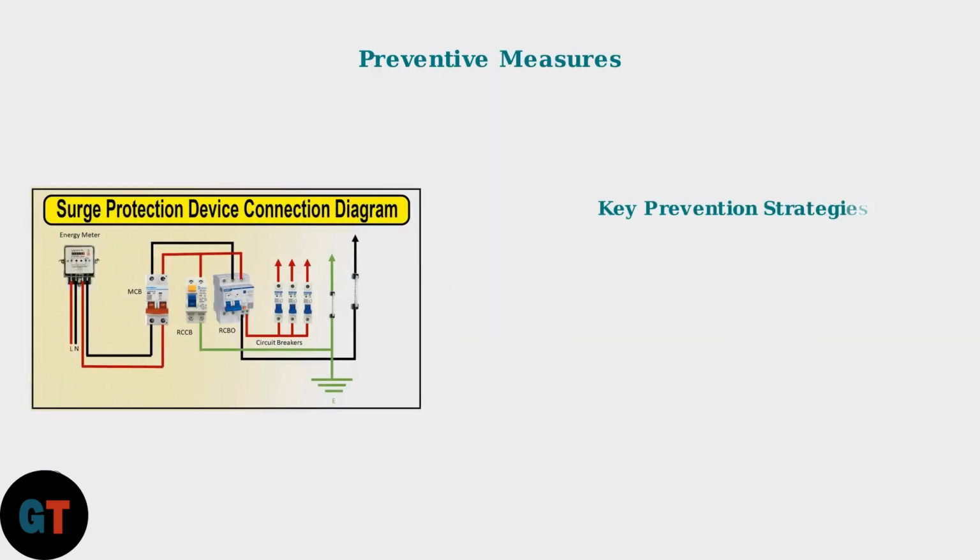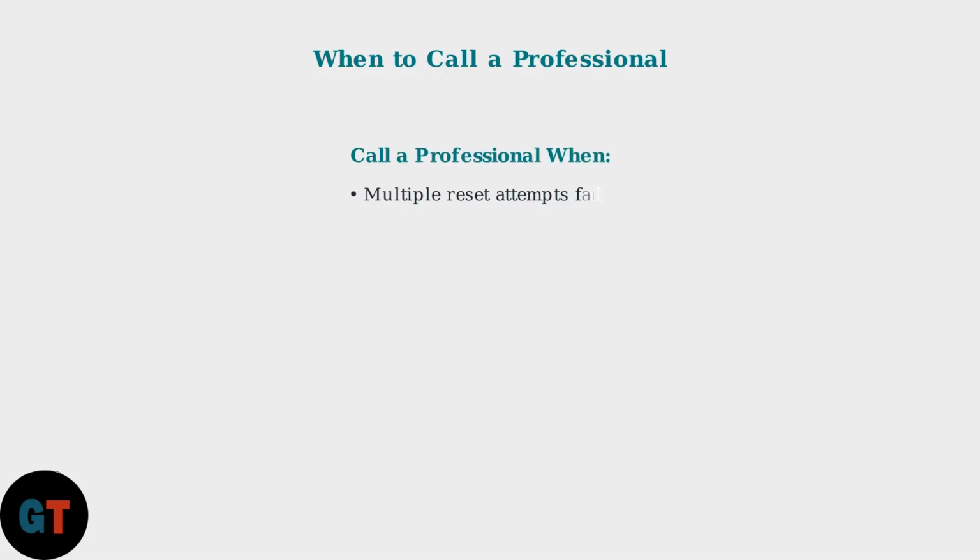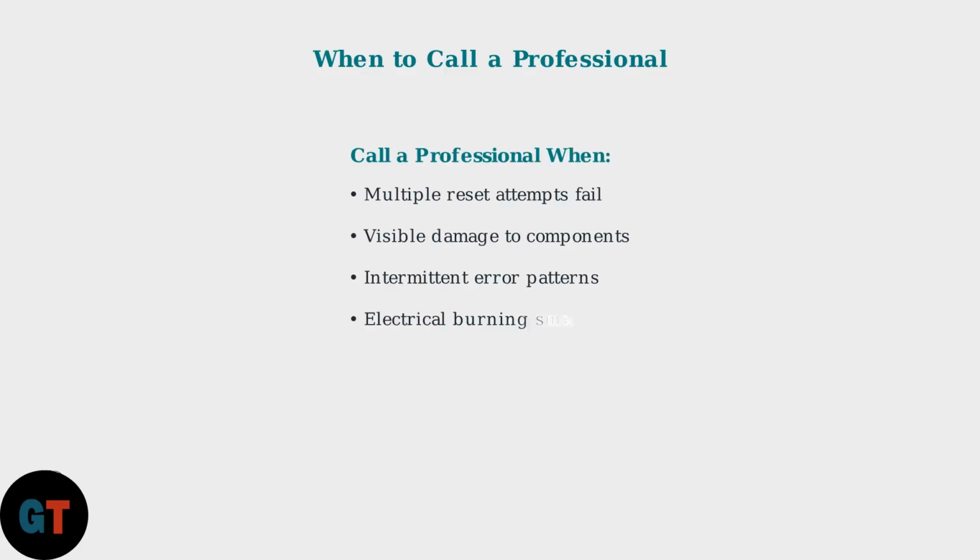Preventive measures are essential for avoiding E6 errors. These include annual professional inspections, regular cleaning of electrical connections, and installation of surge protection devices to protect against power fluctuations. Know when to call a professional technician. Contact an HVAC expert if multiple reset attempts fail, there is visible component damage, or if the error occurs intermittently, which often indicates complex electrical issues.